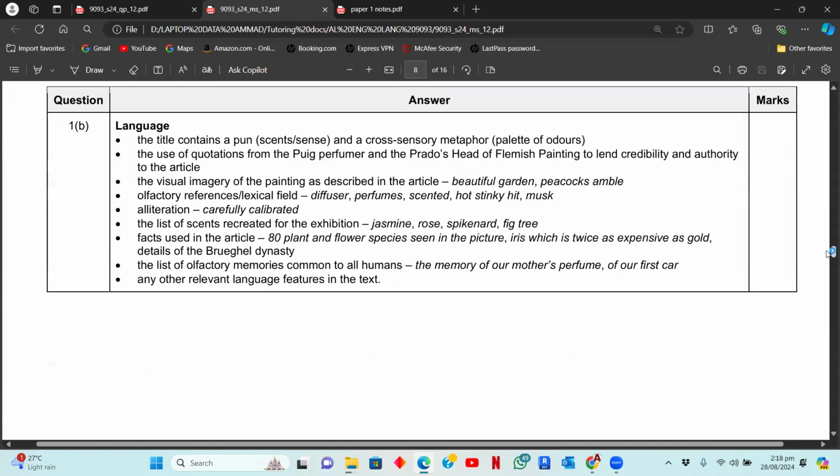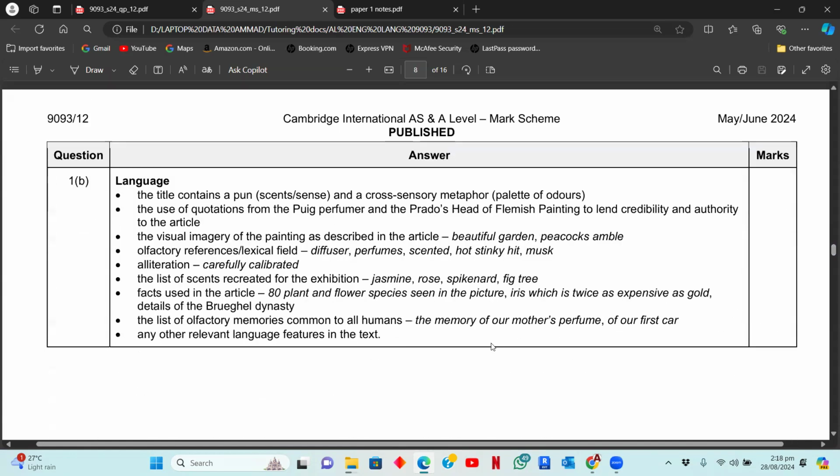Okay, and then for language, comment on the metaphors, comment on the quotations, visual imagery, alliterations. And then you can comment on how the different scents are being recreated with the help of these words: jasmine, rose, spikenard, fig tree, right? So all of these olfactory senses are being evoked through these words. So this is all about language. I hope you're getting a hang of it. Some things are making more sense now.